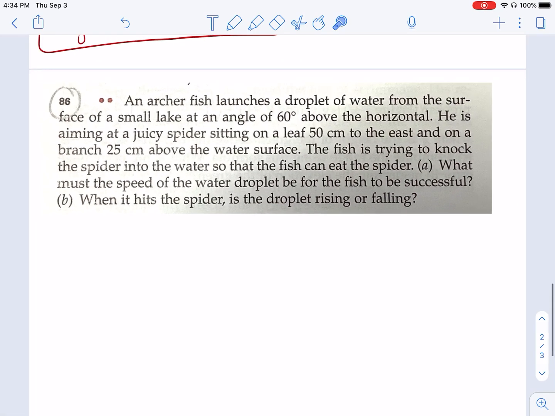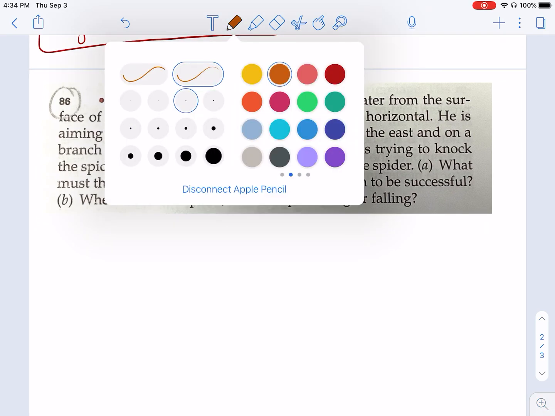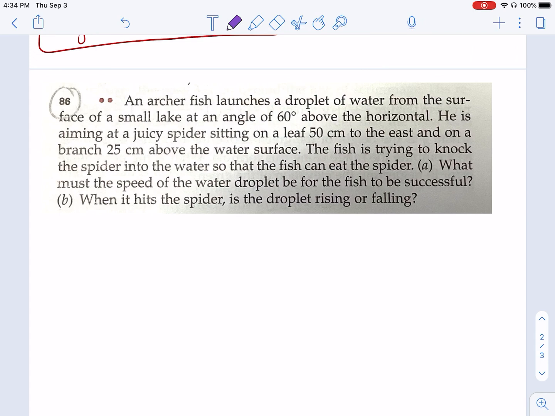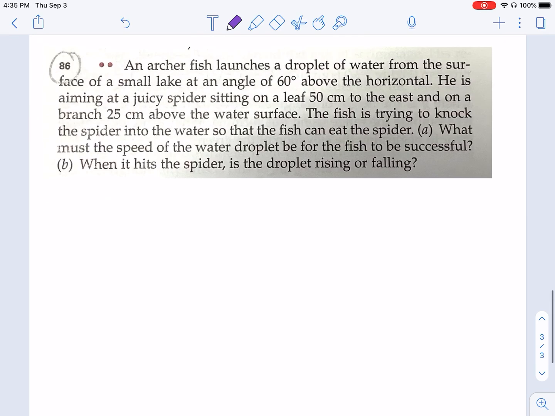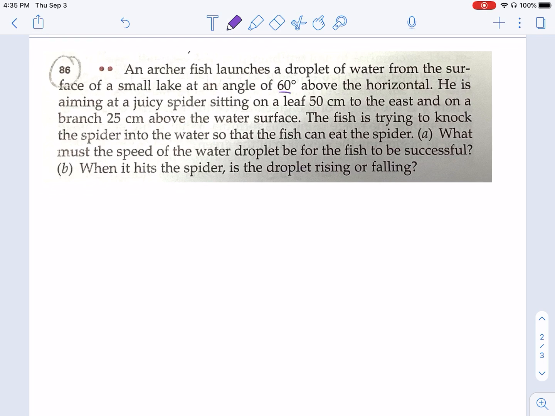This is the problem that we've not gotten to yet, and I do want to hit it with you guys because I think it is an extremely important problem as well. It makes you do some critical thinking along the lines of projectile motion. So, an archer fish launches a droplet of water from the surface of a small lake at an angle of 60 degrees above the horizontal. So, we have our horizontal. And we know that this is our initial velocity vector. So 60 degrees above the horizontal.